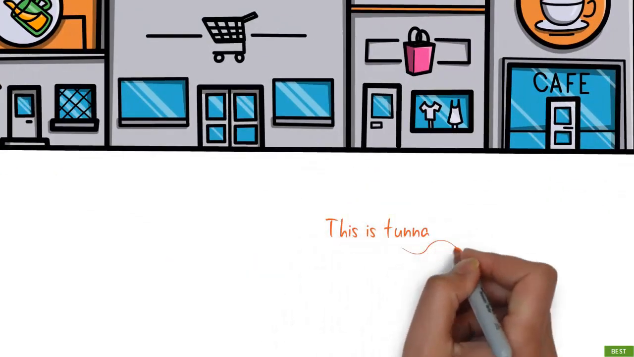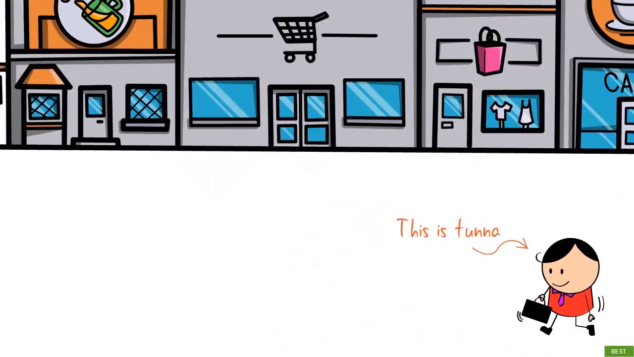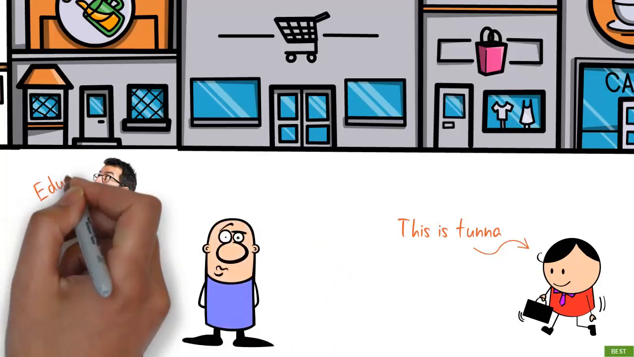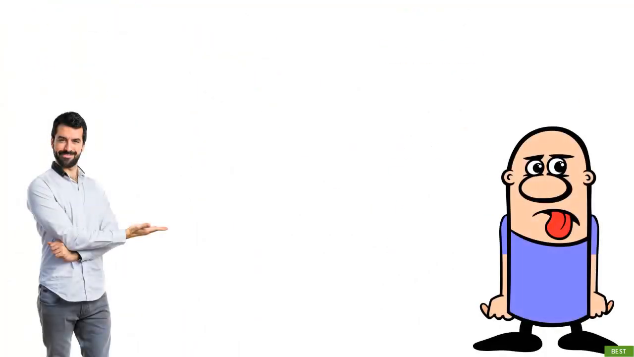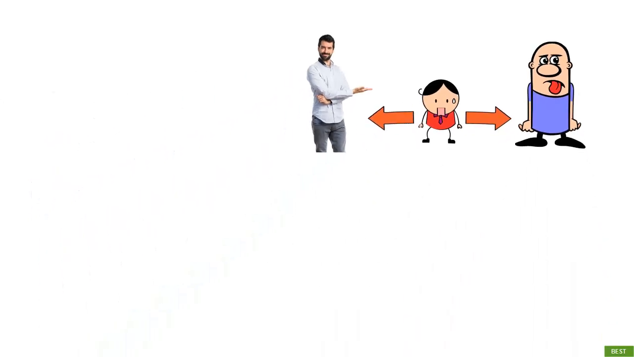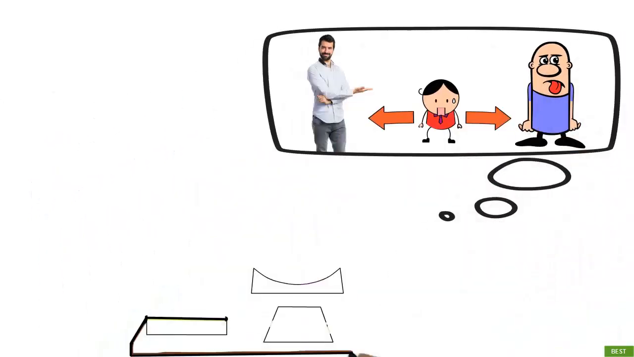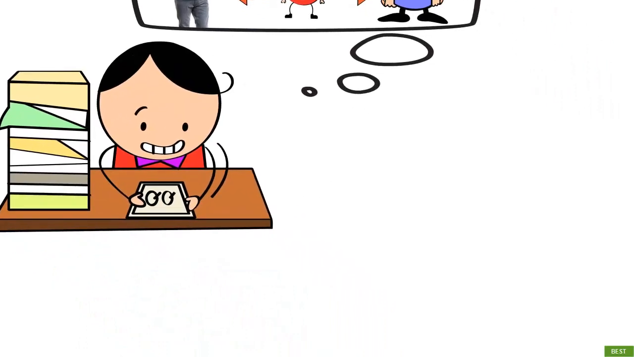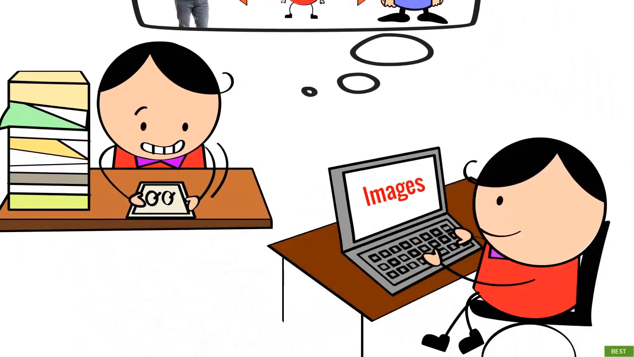This is Tuna. One day she was walking in the street where she found Edward and Tony arguing about their families. Edward was insisting that Tony is from Bitmap's family, but Tony wasn't accepting that idea. Tuna decided to help them. She went to the library and searched on the internet for their origins.